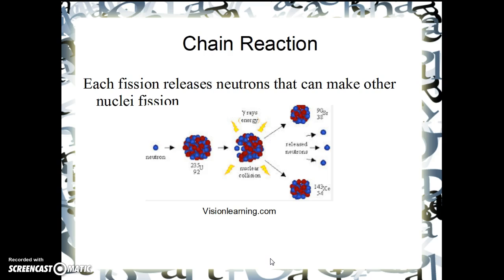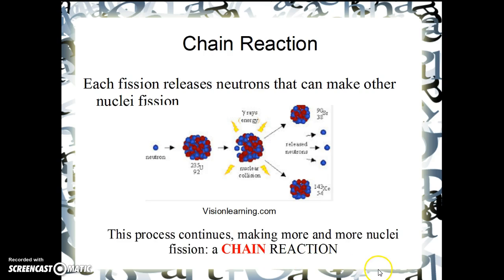Each fission releases neutrons that can make other nuclei fission or fish. This process will continue, making more and more nuclei break up. That's called a chain reaction, and it continues until there are no more nuclei that are able to react.